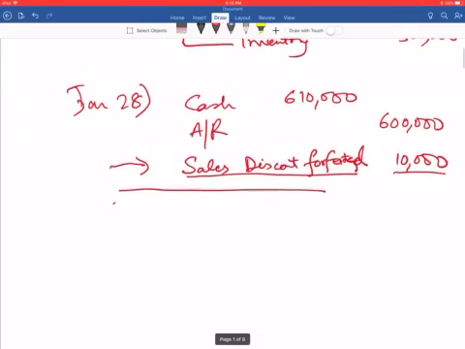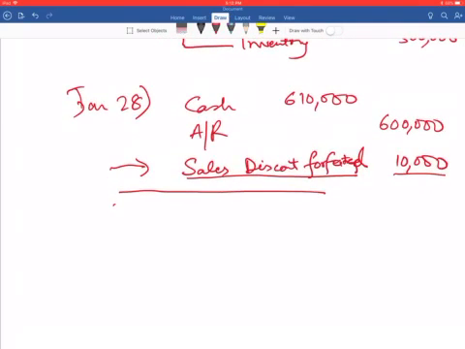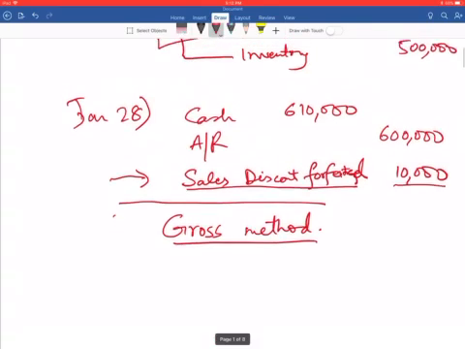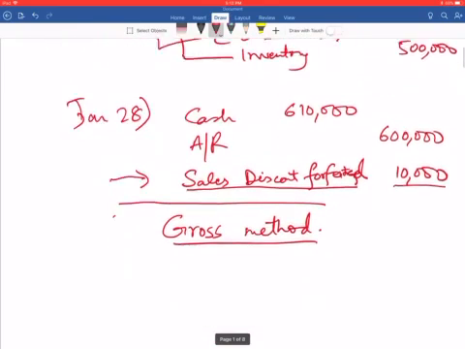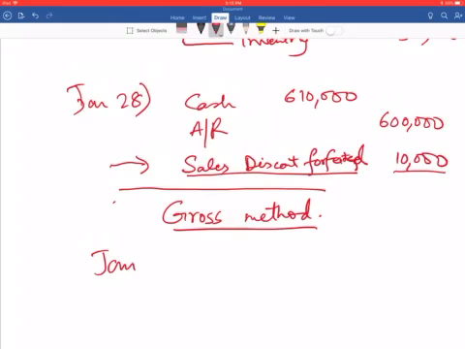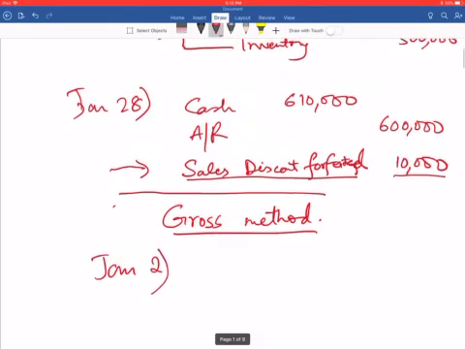So now the other method is the gross method. Okay, so let's do that one. According to the gross method, we will assume something else. We will assume that the customer does not take the discount in the beginning. So same entry, January 2nd, we'll do the same entry on January 2nd, assuming they don't do it.